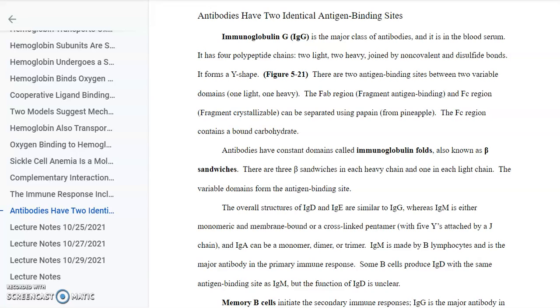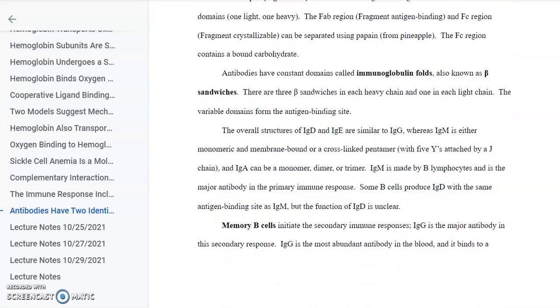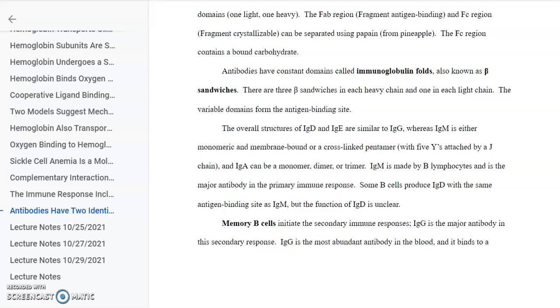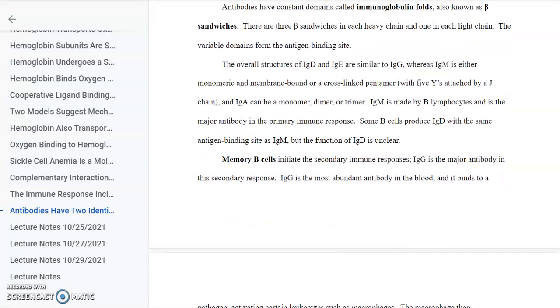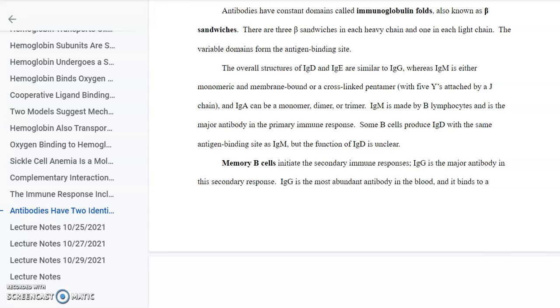The FAB region, fragment antigen binding, and FC region, fragment crystallizable, can be separated using papain from pineapple. The FC region contains a bound carbohydrate. Antibodies have constant domains called immunoglobulin folds, also known as beta sandwiches. There are 3 beta sandwiches in each heavy chain and 1 in each light chain. The variable domains form the antigen binding site.